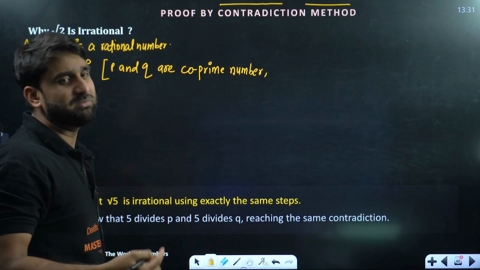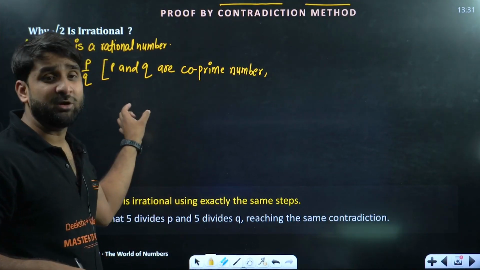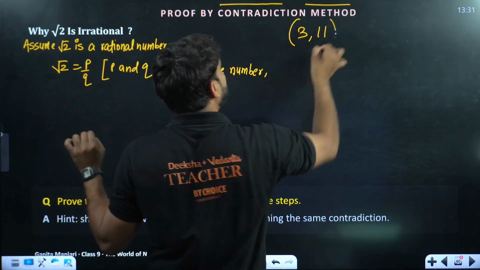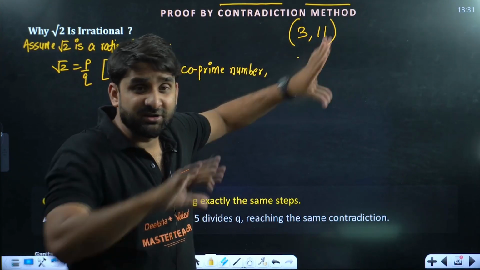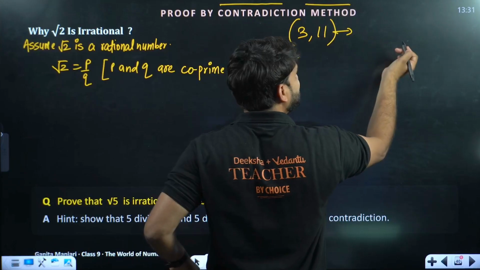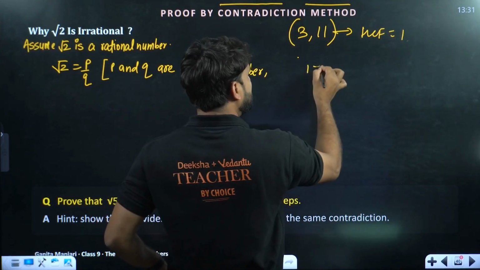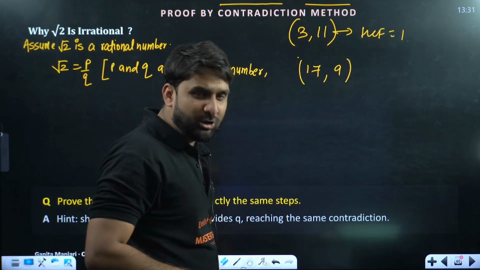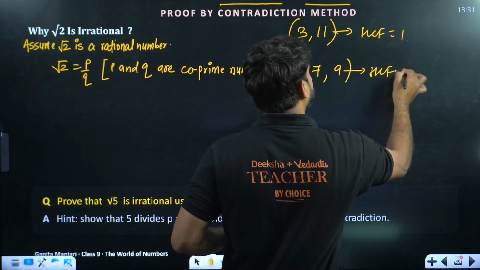I hope we all know co-prime numbers. Co-prime numbers are such pairs whose HCF is 1. I mean the pairs which have the common factor only as 1. For example, 3 and 11. Is there any number which can divide both 3 and 11? There is no number except 1. So for this pair, the greatest common divisor, the HCF, is only 1. For example, 17 and 9. Is there any common factor of both numbers? Only 1, so the HCF is 1.